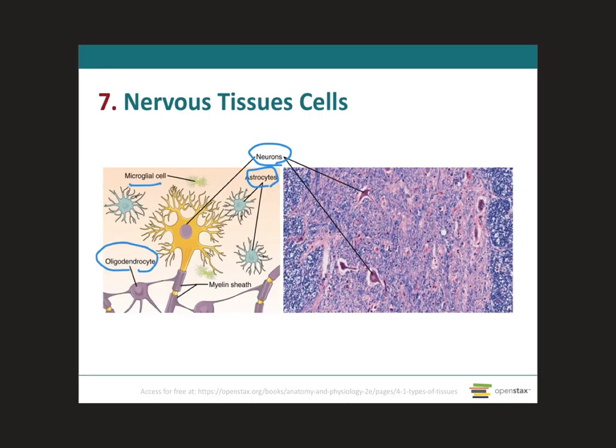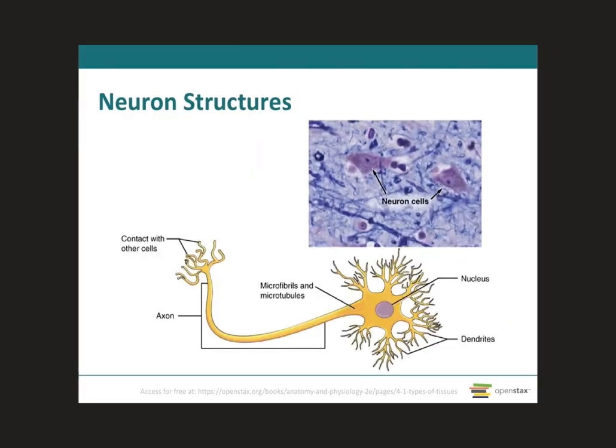The main function of the nervous tissue is to receive stimuli and then send signals to the brain and spinal cord. And these signals are going to be sent to muscles, to glands, or to other neurons via nerves or axons. Let's talk first about the structures of the neuron.